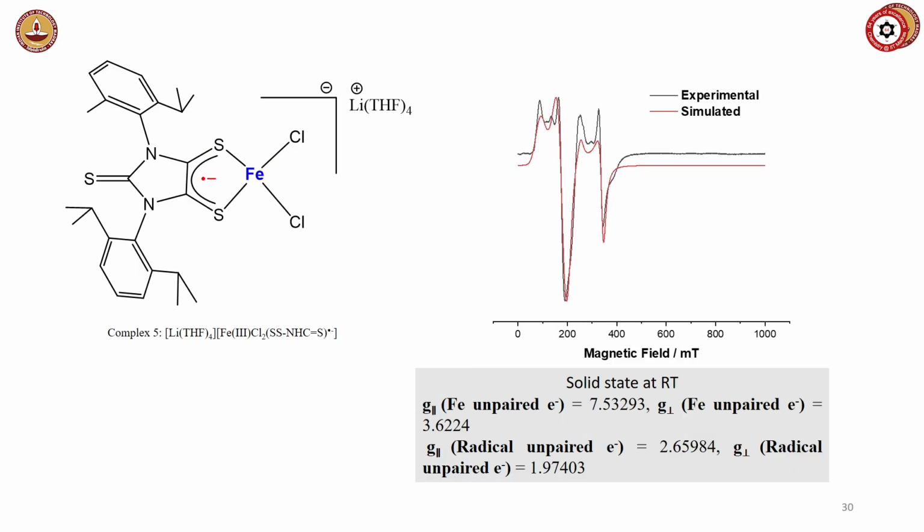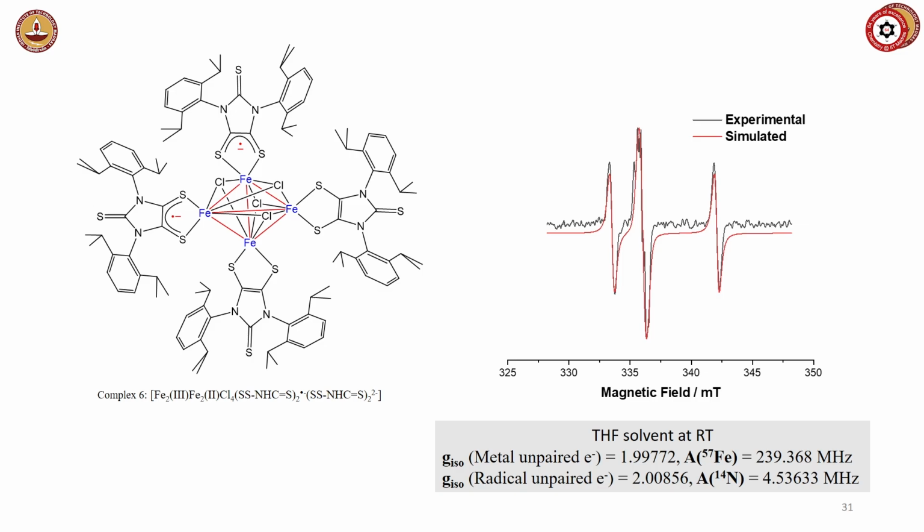Sometimes they will give the coupling for chlorine also. So now this is a cluster, like S4 but with a chlorine bridge, a Cuban type. You have two radicals here and two non-radical, and there are two iron 3 plus and two iron 2 plus. So this is a signal.